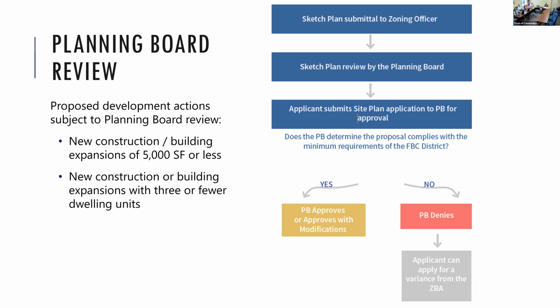Sketch plan submitted, then the sketch plan is reviewed by the planning board. Once that is reviewed, the applicant would then submit their formal site plan application to the planning board. The planning board is either going to review and approve it, or review and approve it with some modifications, or deny it because it is not meeting the minimum requirements of the form-based code.